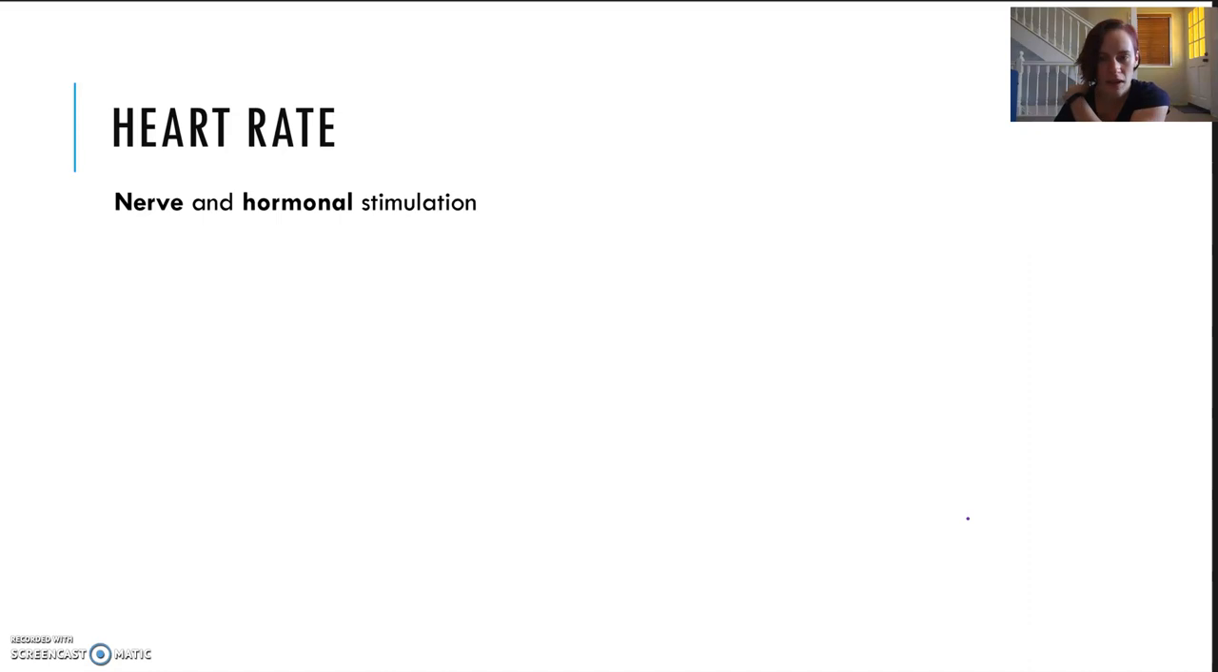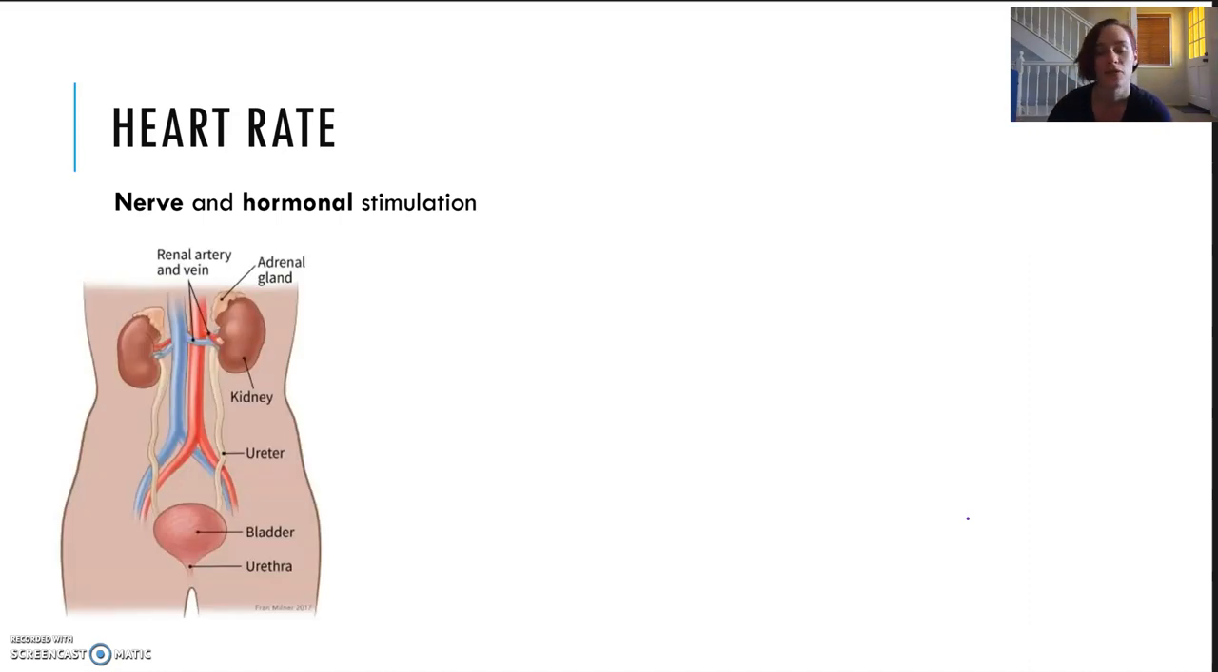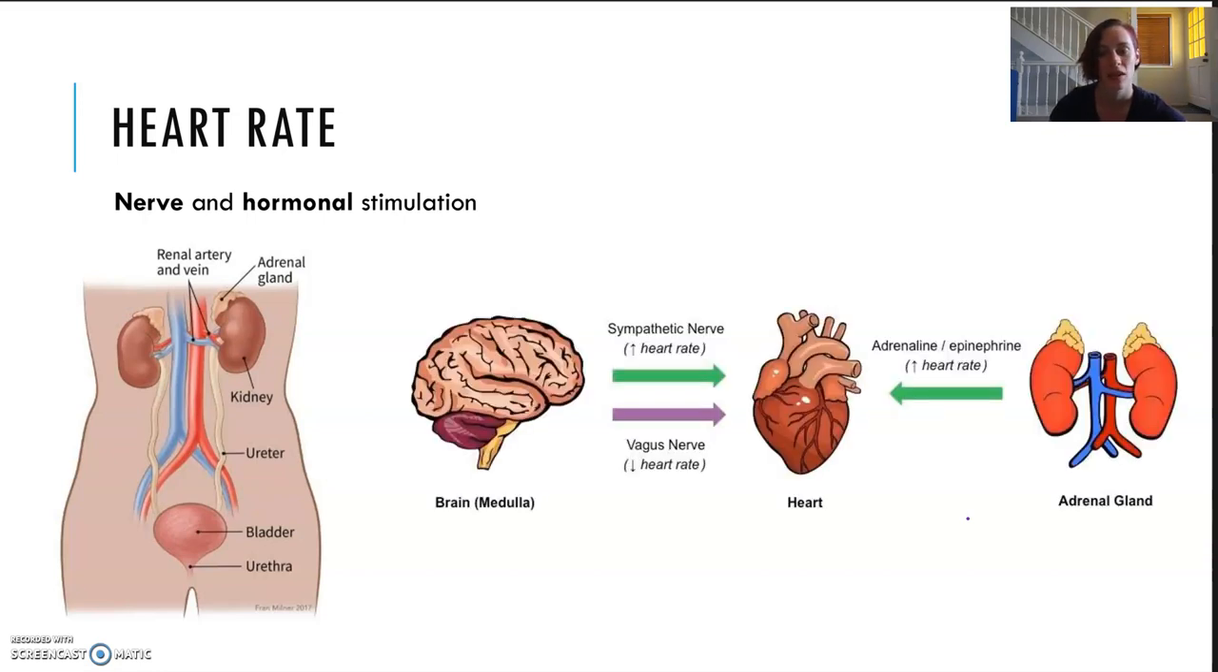Now, if you're talking about hormonal stimulation, it's usually in the form of adrenaline, also known as epinephrine, and it's produced in the adrenal glands on top of the kidneys. Now, adrenaline activates the fight or flight response that I'm sure you've heard about, and it kind of complements the sympathetic nervous system response when the heart rate increases.